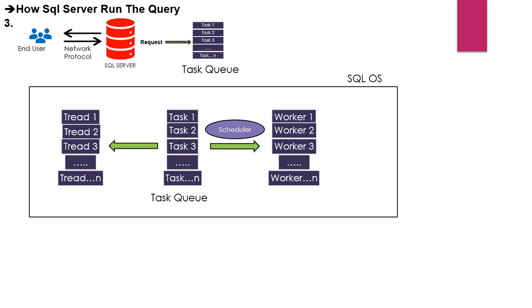To know the status of the scheduler, we have DM views. We can use those DM views to know the status of the scheduler: sys.dm_os_schedulers. To know the worker status, we can use sys.dm_os_workers. To know the task status, we can use sys.dm_os_tasks.